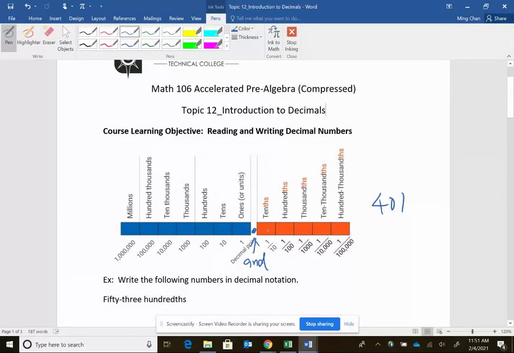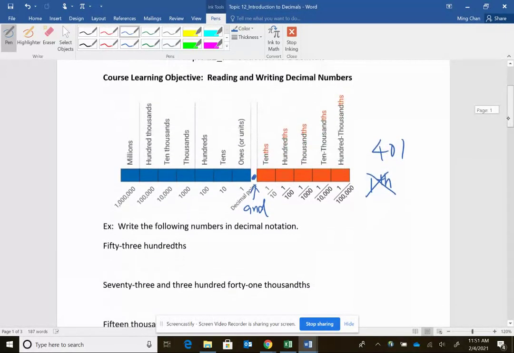The first place to the right of the decimal point always starts with tenths, not ones. There's no ones place, that doesn't exist. So we start with tenths, hundredths, thousandths, ten-thousandths, hundred-thousandths, and so on and so forth. So basically, at the end, we're going to add the ending "ths."